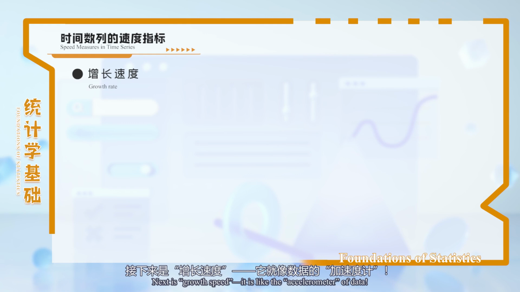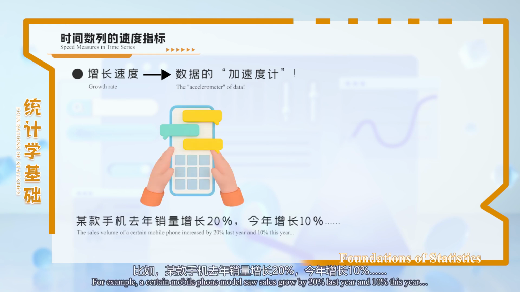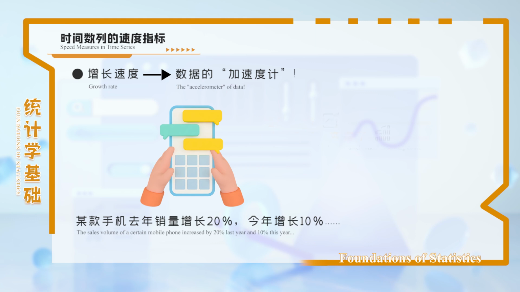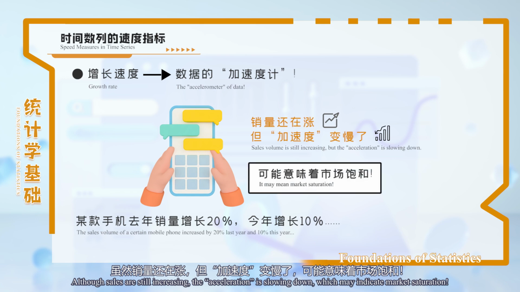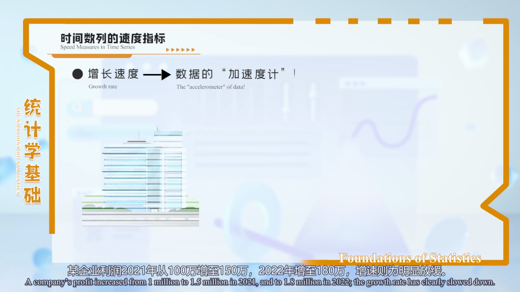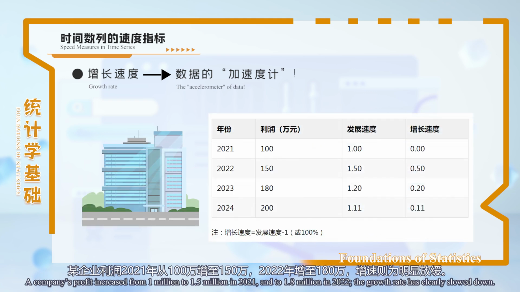Next is growth speed. It is like the accelerometer of data. For example, a certain mobile phone model saw sales grow by 20% last year and 10% this year. Although sales are still increasing, the acceleration is slowing down, which may indicate market saturation. A company's profit increased from 1 million to 1.5 million in 2021 and to 1.8 million in 2022. The growth rate has clearly slowed down.